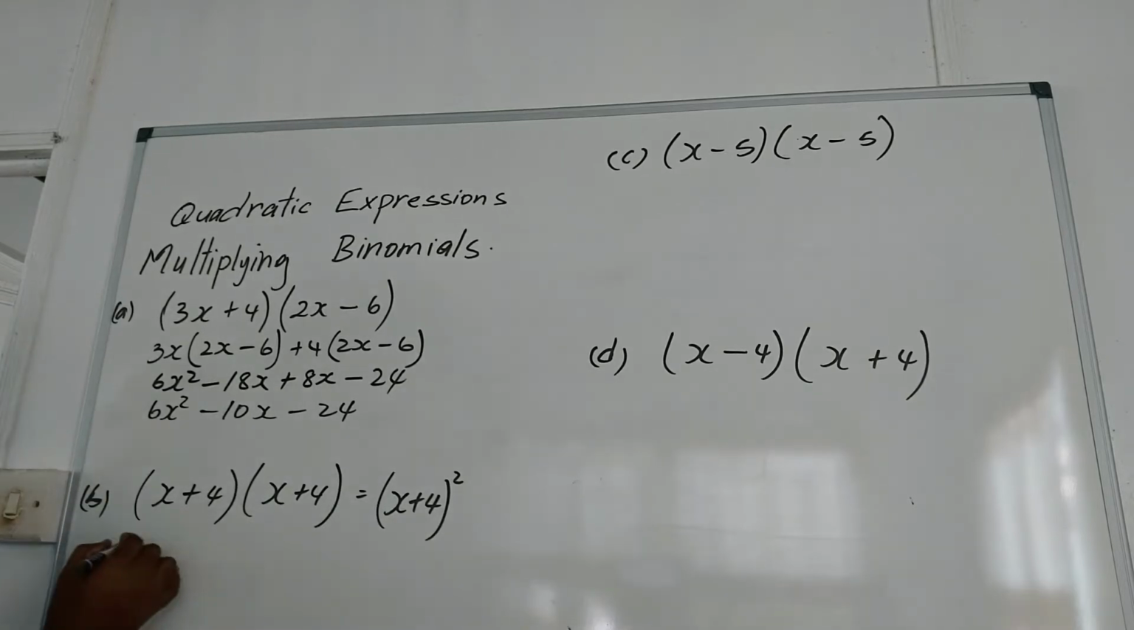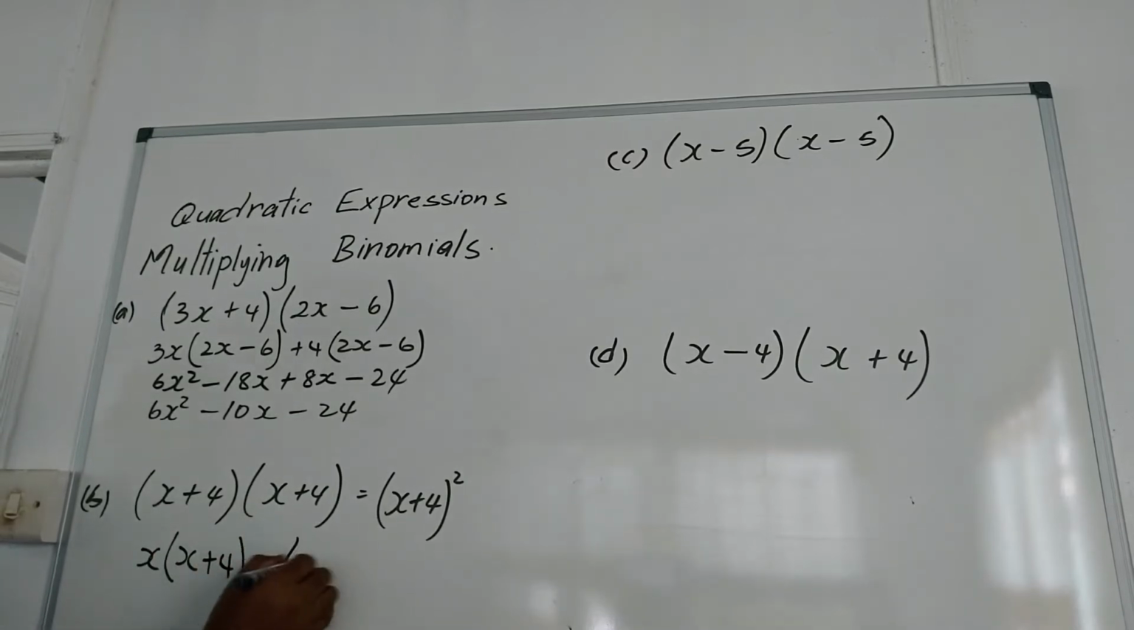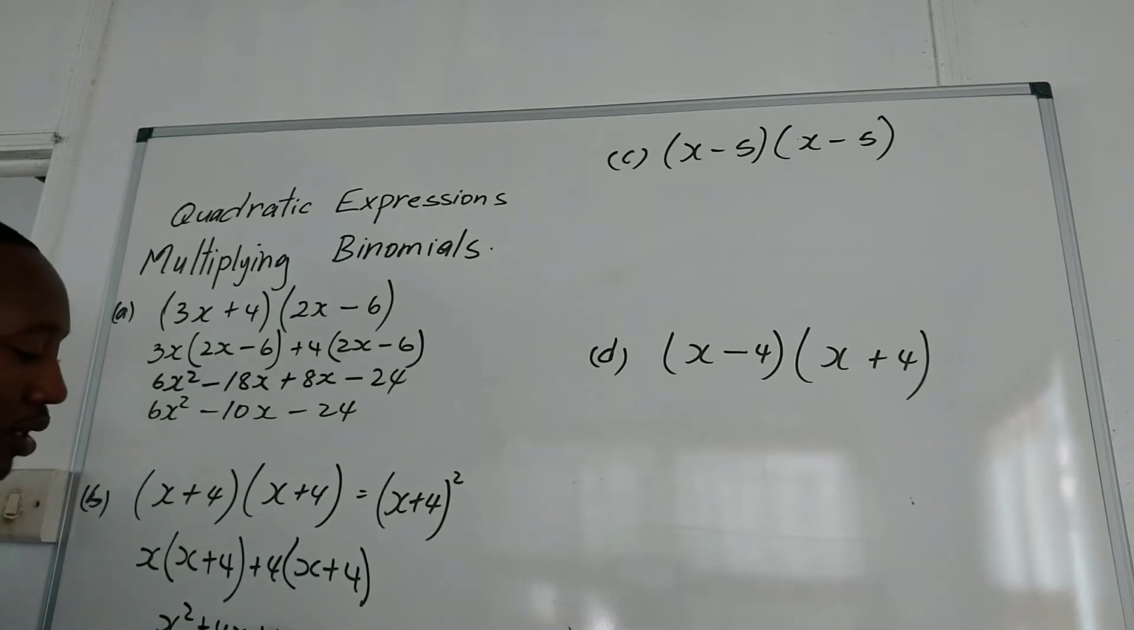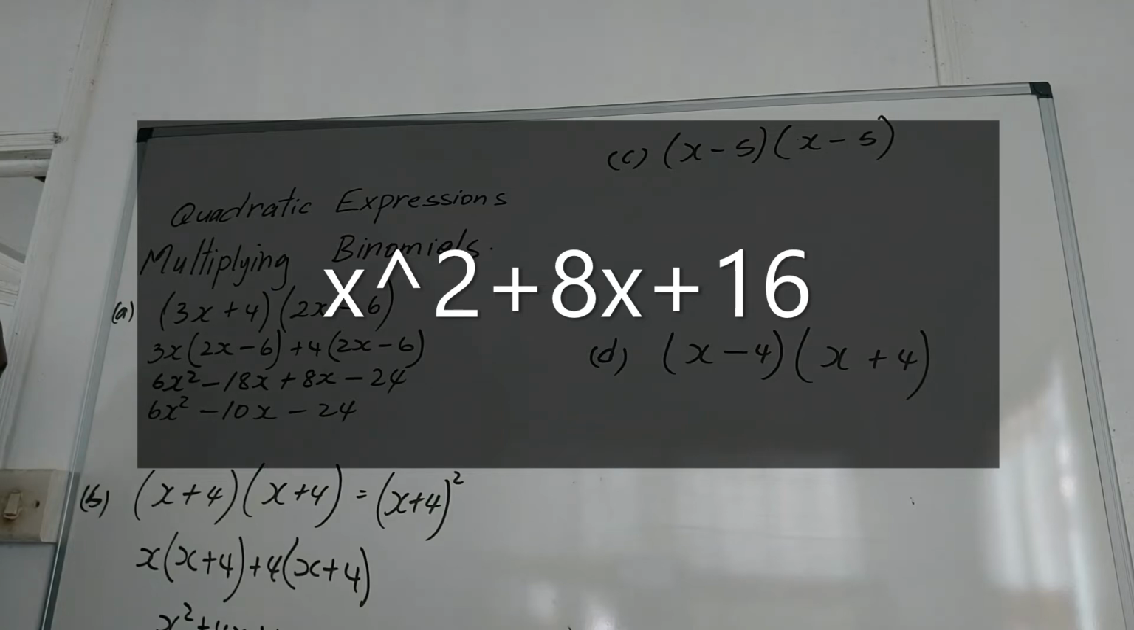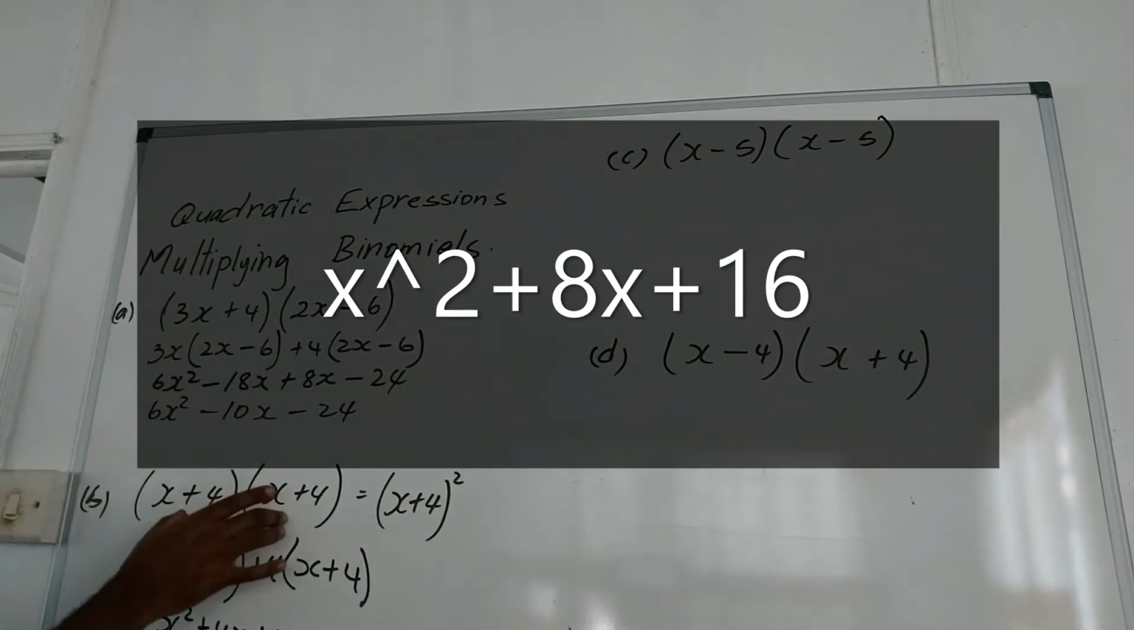So what we do, we have x times x plus 4, plus 4 times x plus 4. So x times x will give us x squared, x times 4 is 4x, 4 times x is 4x, and 4 times 4 will give us 16. And then we add our 4x plus 4x. So then we end up with x squared plus 8x plus 16. Alright? So that is a perfect square.